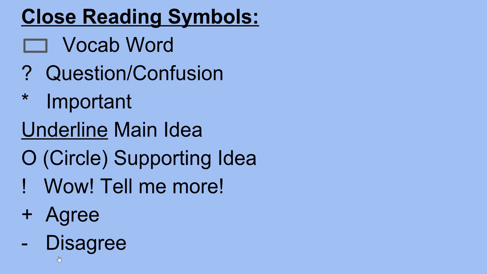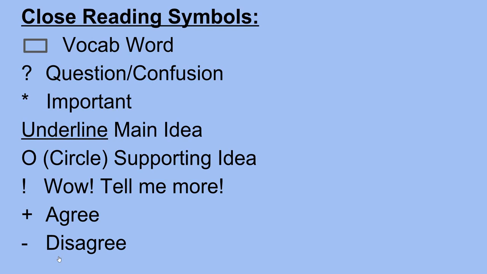For our next activity, you are going to need to know these close reading symbols. So we have a copy of this for reference in Schoology under our daily handouts, but here they are as well. Our square or our rectangle is put around our vocab words. If you see something that makes you have a question in your head or you're slightly confused on, you put a question mark next to it. And I would make sure you add on, what is your question?